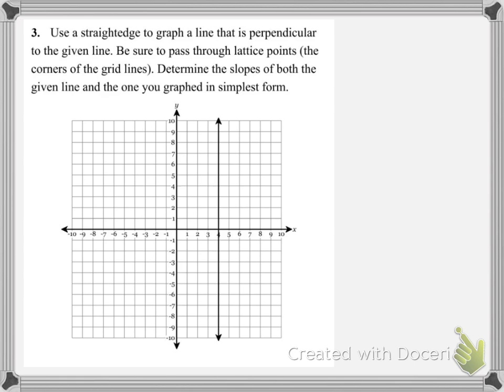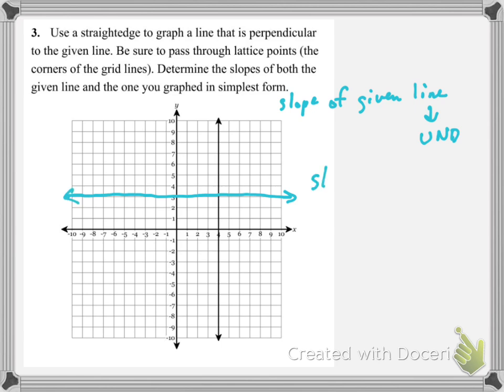And now they give us the opposite situation. Now we're given the vertical line, so the slope of the given line is undefined. Now, perpendicular to that is the horizontal line. So the slope of the perpendicular line is 0. So it goes both ways. Now, remember, the upside down capital T stands for perpendicular.